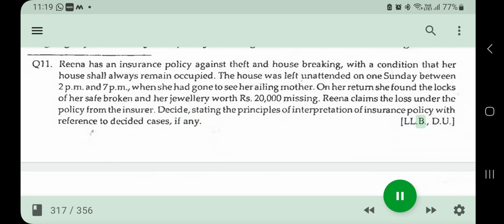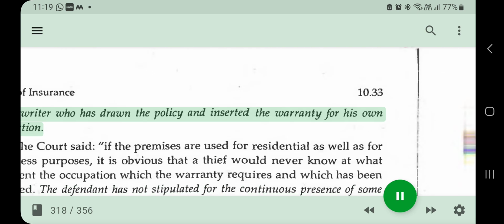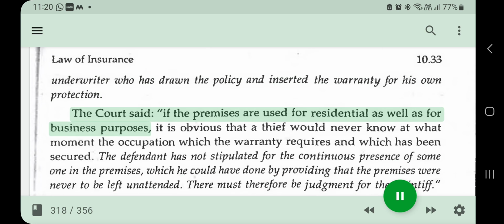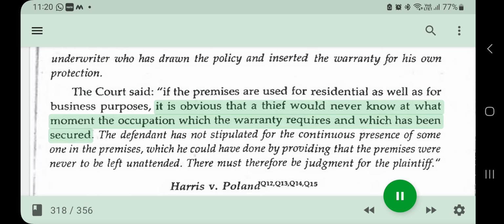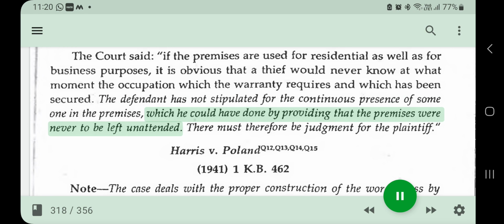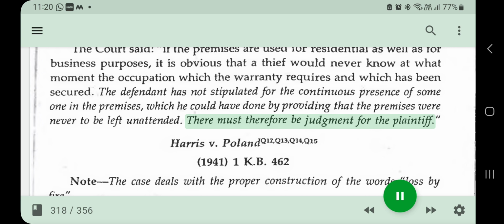B. Dutt, Law of Insurance, 10.33. Underwriter who has drawn the policy and inserted the warranty for his own protection. The court said, if the premises are used for residential as well as for business purposes, it is obvious that a thief would never know at what moment the occupation which the warranty requires has been secured. The defendant has not stipulated for the continuous presence of someone in the premises, which he could have done by providing that the premises were never to be left unattended. There must therefore be judgment for the plaintiff.